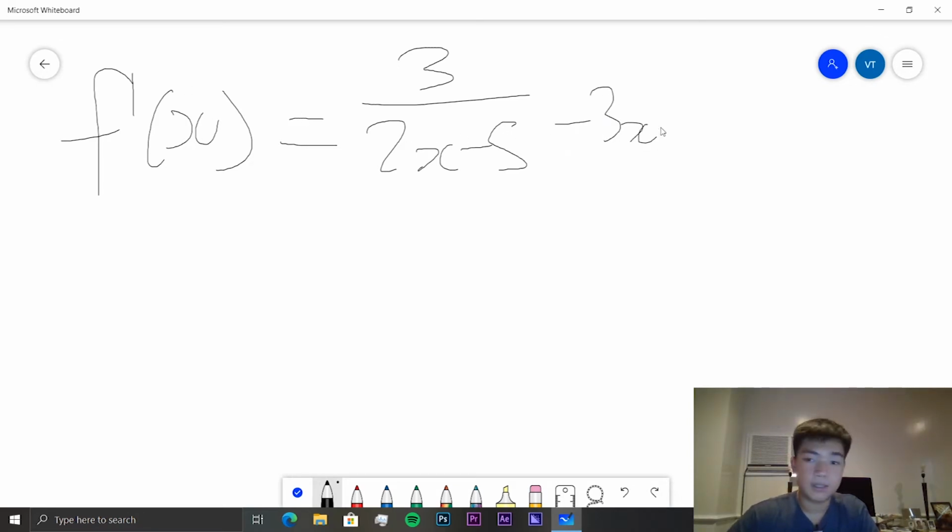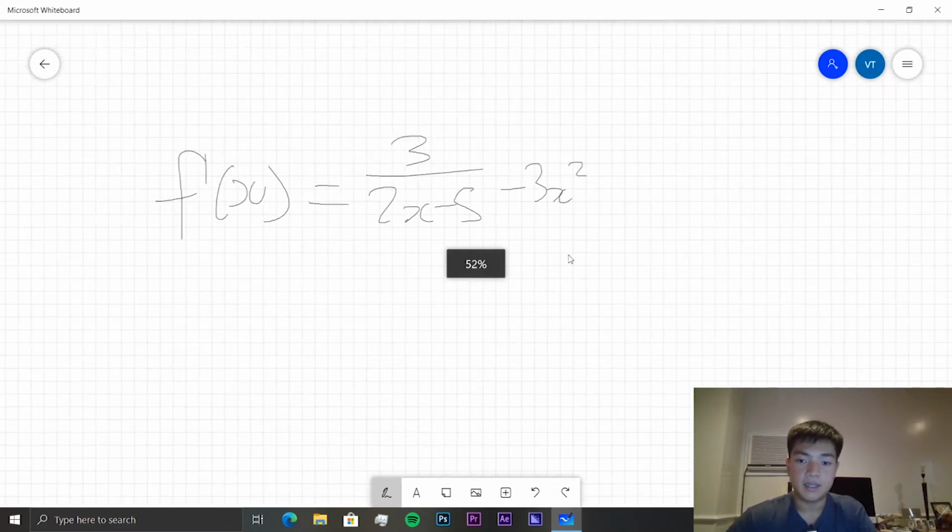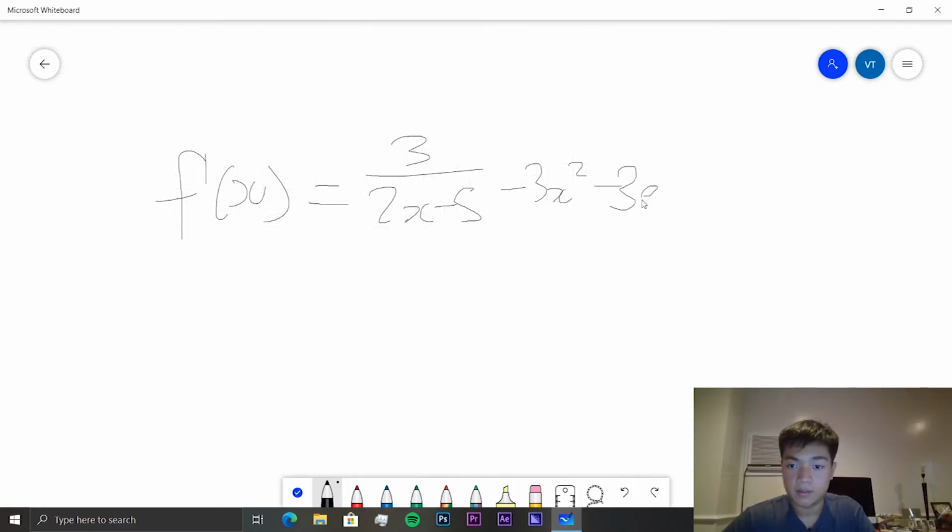Minus 3x squared, minus 3e to the x minus 1. x minus 3, sorry. And then f of 3 is equal to negative 25. So we can solve this.